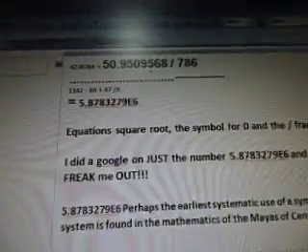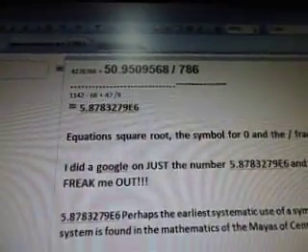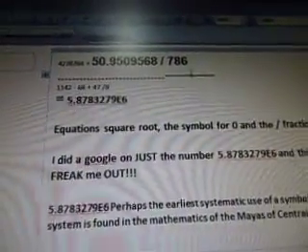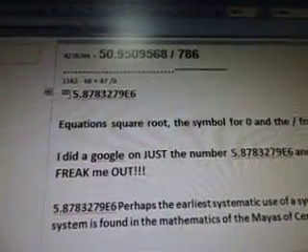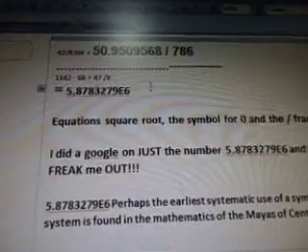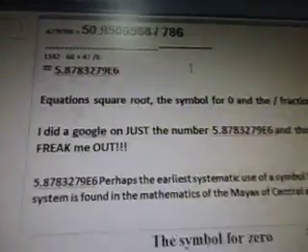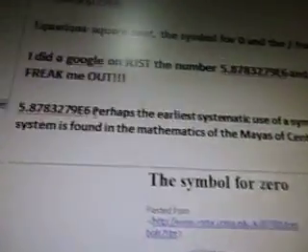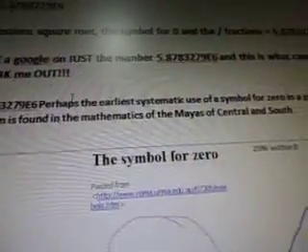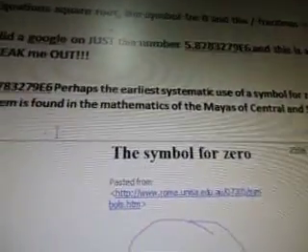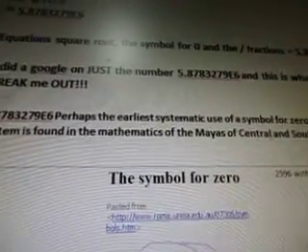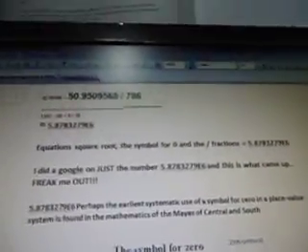And then of course I'm going to be doing, I already did the videos where I did 786 over this equation, which equaled 5.87832796, and of course that leads us back to the message that freaked me out, that it was from the original earliest systematic use of a symbol for zero in a place value system found in the mathematics of the Mayas of Central and South America. Oh, so there you go.